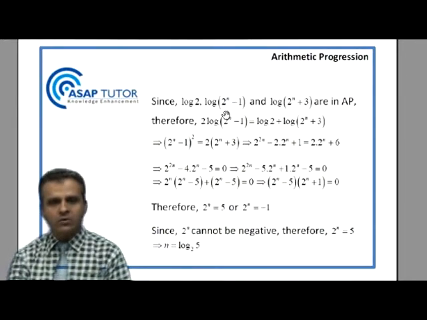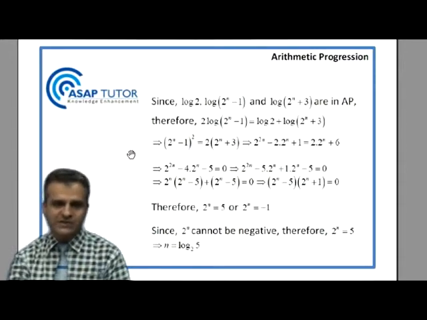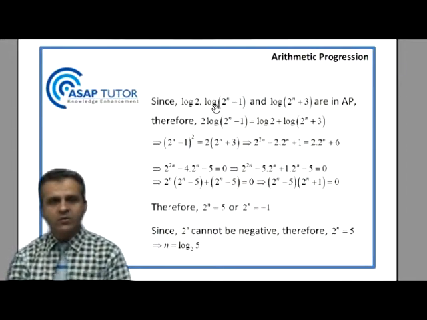Now log(2^(n-1)), log 2, and log(2^n + 3) are in AP. Whenever three numbers A, B, C are in AP, then 2 times the middle number, that is 2B, is equal to A plus C. Therefore 2 times log(2^(n-1)) is equal to log 2 plus log(2^n + 3).